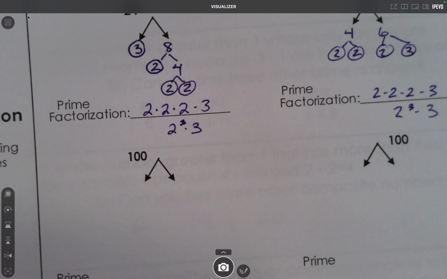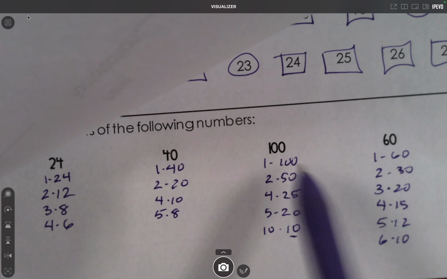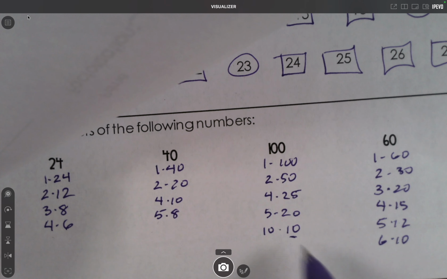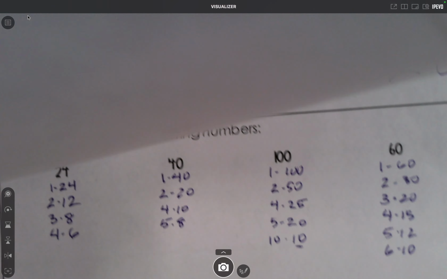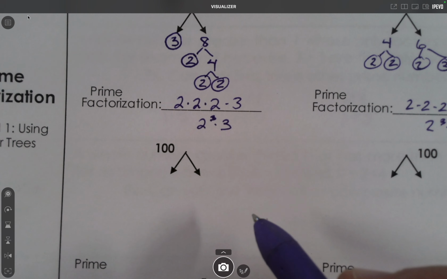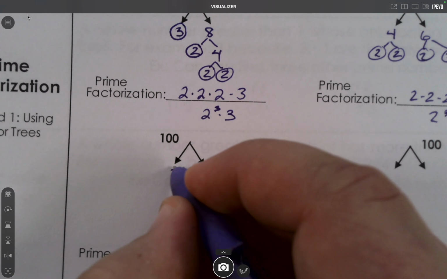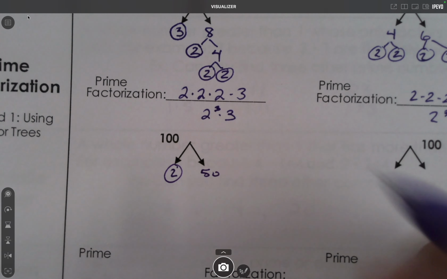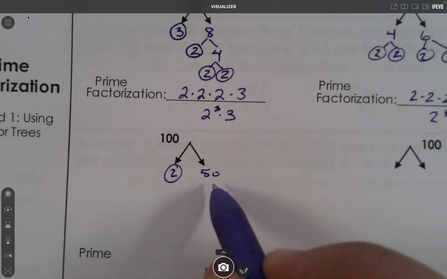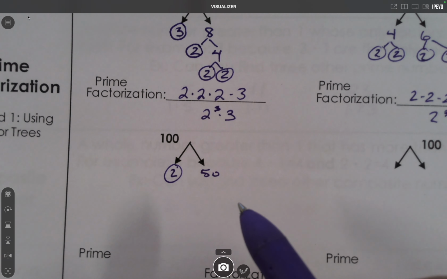Okay, we can do the same thing with 100. Like you saw on the first page, there's several ways we could start with 100. Don't use the 1 in 100, that's worthless, but any of the other 4 would be fine. So I'll just do the one most far apart first, 2 and 50. 2's prime, I stop there. And even here I have more than one option, because I could say 2 and 25 for 50, or I could say 5 and 10.